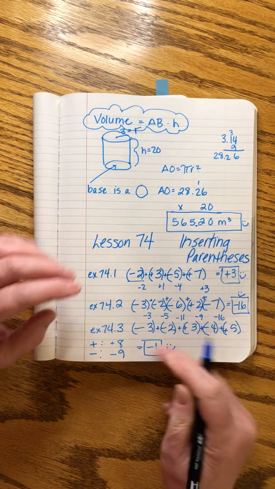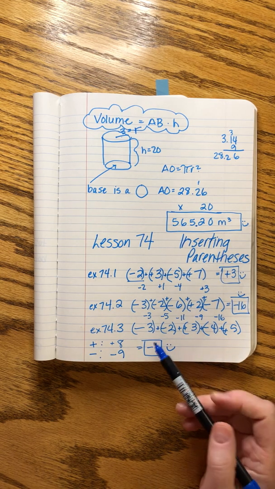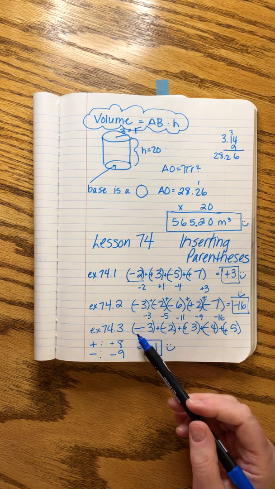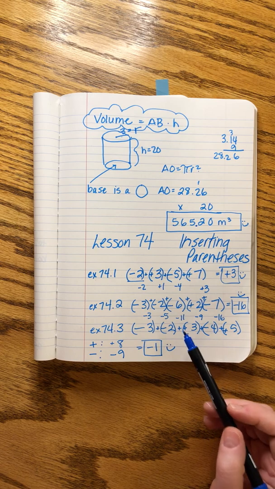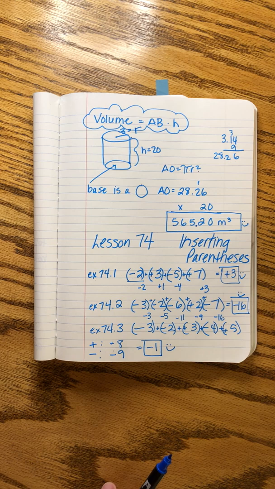Okay? So we can just go willy-nilly on the ladder and keep climbing up and down, or we can make things a little easier for ourselves and make one big negative number, one big positive number, and then imagine that on the ladder to get our answer. That, my friends, is the end of lesson 74.